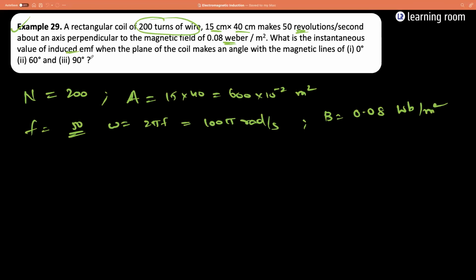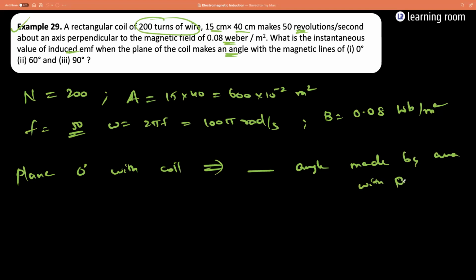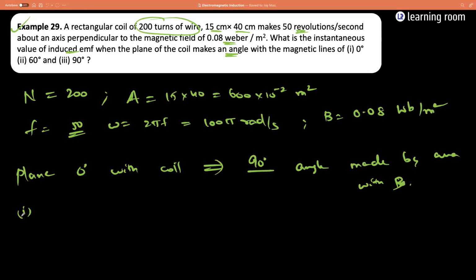What is the instantaneous value of induced EMF when the plane of the coil makes an angle with the magnetic field? See, the plane of the coil makes an angle 0 degree with the field. I repeat it. Plane makes an angle 0 degree with the field implies the angle made by the area with the magnetic field is 90. It is 90. So what is the answer for the first one?